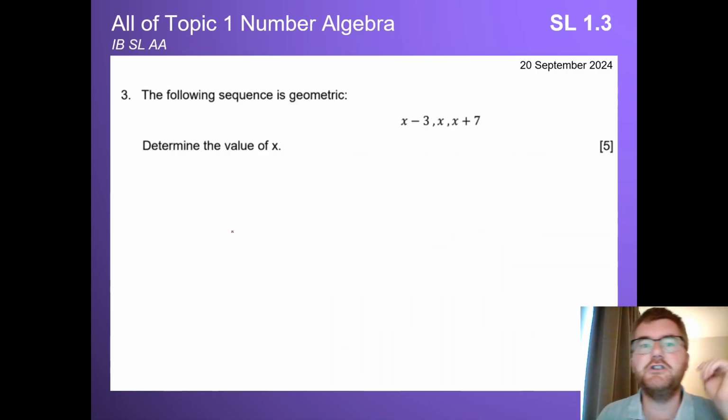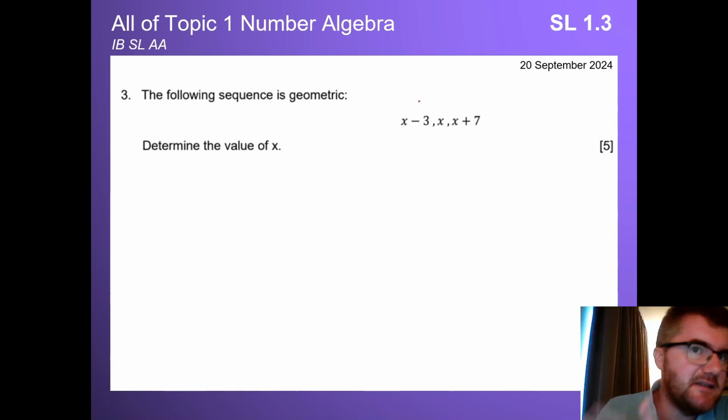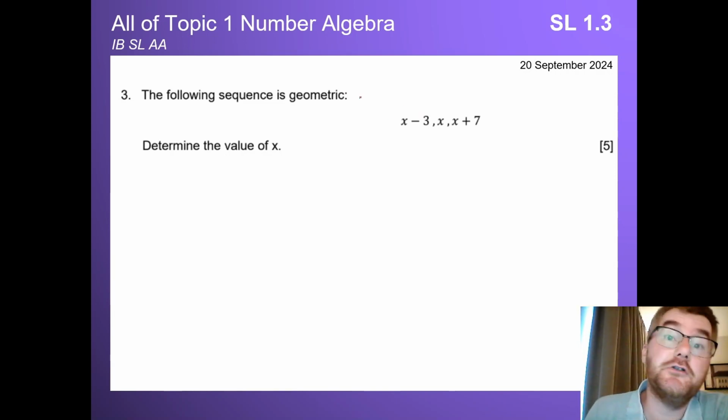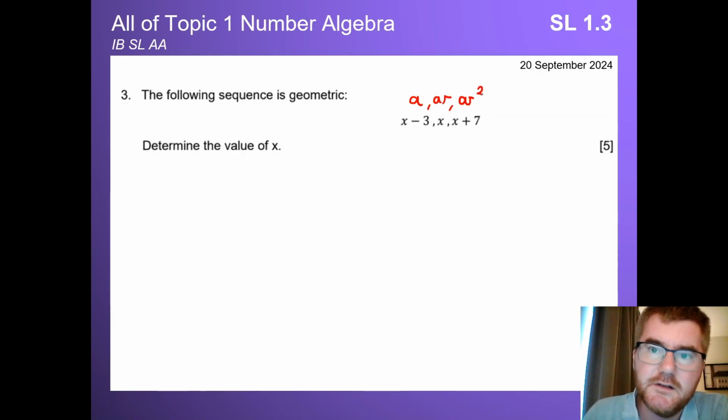So the question I'm going to choose here, which is a very typical IB question, they like these kind of questions, is they give you a sequence with some x's in a variable, and then they tell you it's geometric or arithmetic, and then you have to work out x. Okay, so we've got our first term here. So I usually call this a or u1. Then the next term will be a times r, and then the next term will be a r squared.